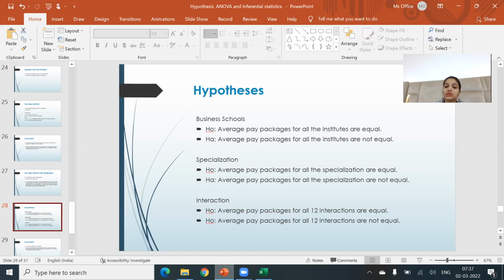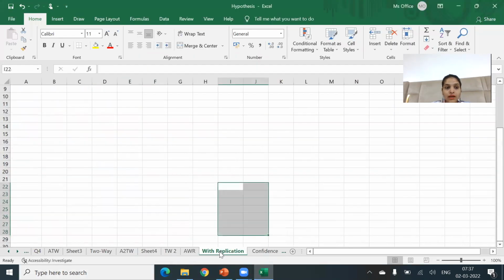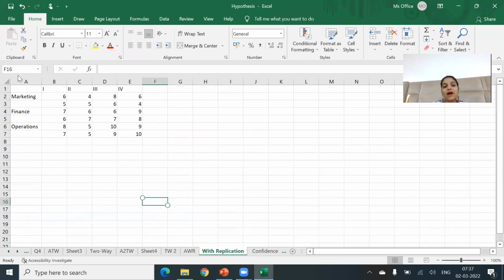Similarly, I will be having my third null hypothesis. Average pay packages for all 12 interactions are equal, whereas in my alternate, I will be saying average pay packages for all 12 interactions are not equal. How this 12? For this, I will be moving to my Excel workbook. As you can see here, I'm having 3 specializations: marketing, finance, and operations. And I'm having 4 institutes: 1, 2, 3, 4. So 12 means 3 into 4.